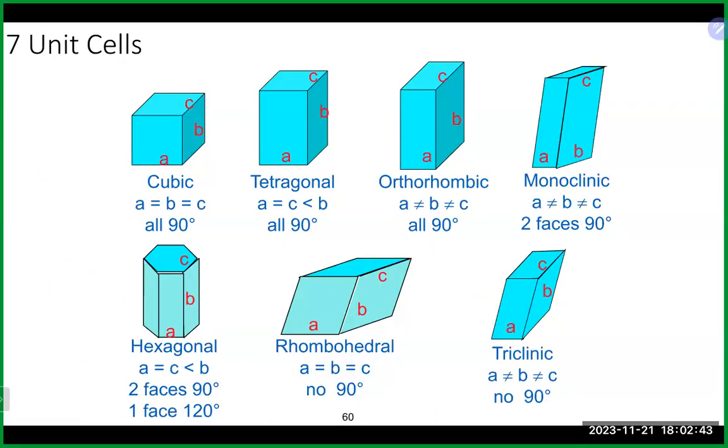So there's some different types of unit cells. There's cubic, tetragonal, monoclinic, and so forth. We're going to just focus here on cubic unit cells. In cubic unit cells, all the angles are 90 degrees. So it makes it pretty simple.